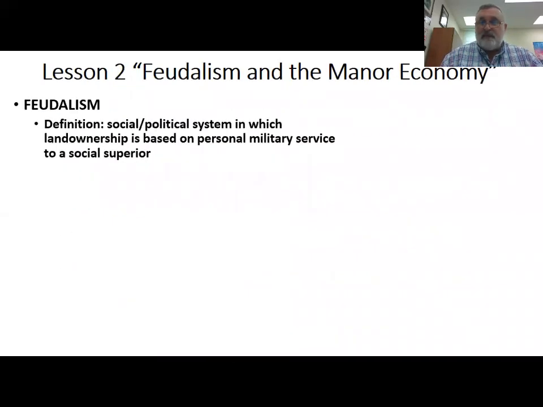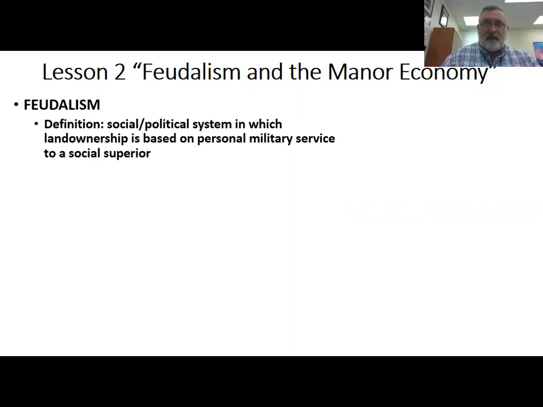Feudalism is a governmental system. It is a political system. It's a government that is based on land ownership that is given in return for personal military service. So a person receives land that they can use to support themselves. They govern this land in the name of another person called a lord. And in return for that land, they give that lord so many days of military service, usually about 30 days a year.